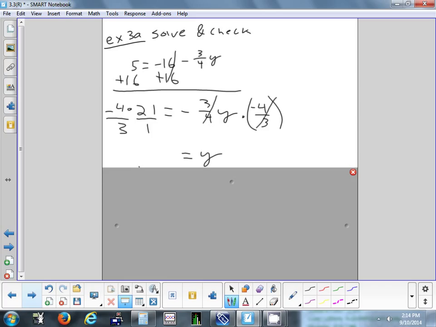Isaiah? You reduce the 3 and the 21. How many times does 3 go into 3? Once. How many times does it go into 21? 7. So now all we're left with is negative 4 times 7. That's negative 28. Now, if you didn't like the variable on the right, nobody mentioned this, but you could have switched it to start. Nobody mentioned it, so I didn't do it that way. But you could have. Questions on that?